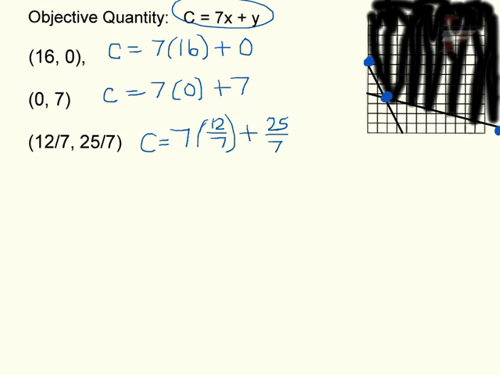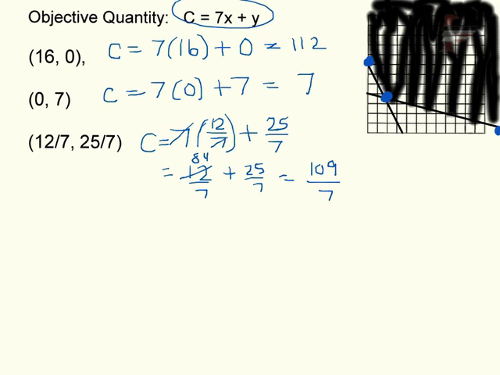So 7 times 16 is 112 plus 0, of course it's 112. 7 times 0 is 0, plus 7 is 7. 7 times 12 sevenths, the sevens cancel out, is 12. So 12 plus 25/7. I'm going to change that 12 to 84/7 because that's still 12. And then 84 plus 25 is 109/7.